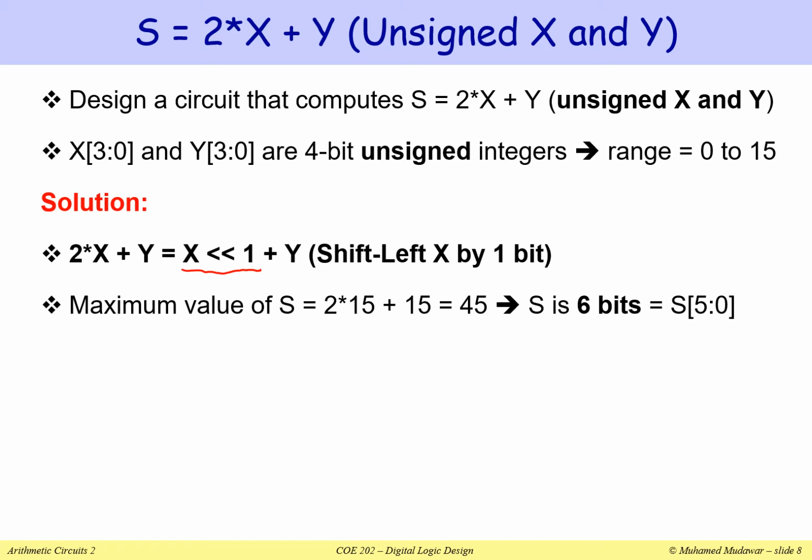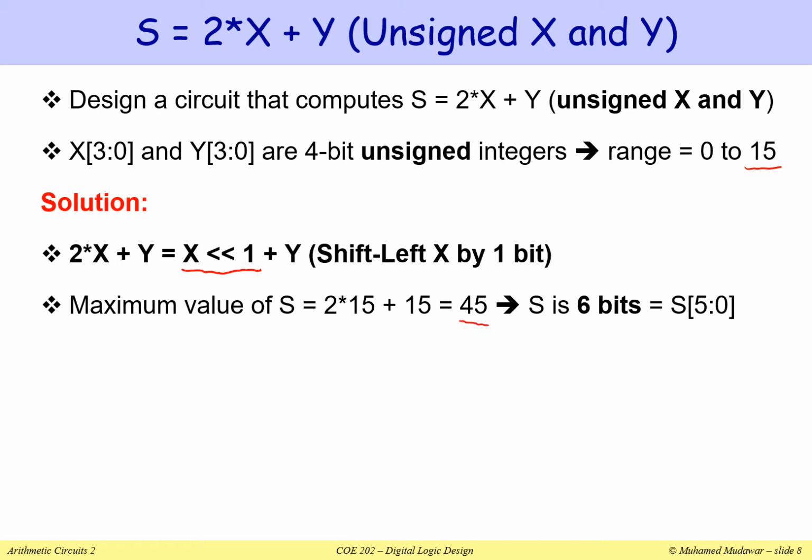So what is the maximum value for S? Now, if X and Y are unsigned integers, the maximum value of X and Y are 15. So the range is from 0 to 15. So we say that the maximum value of S is 2 times 15 plus 15. This will give me 45.